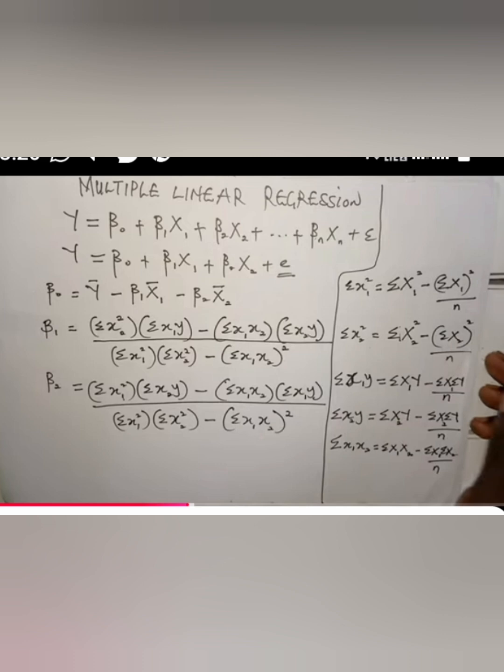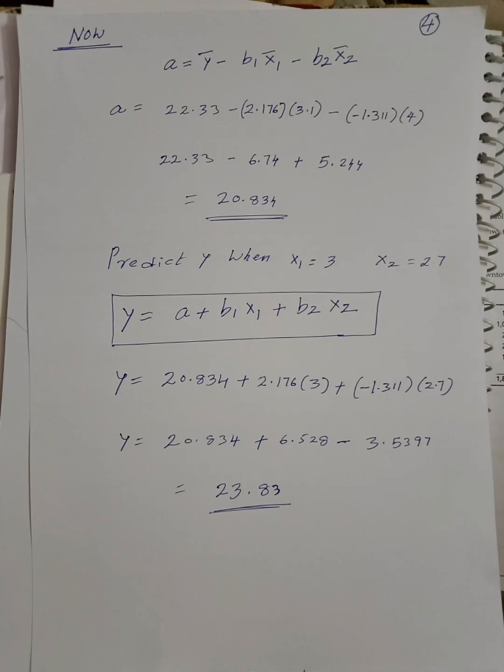See, in multiple regression, what is required is a, b1 and b2. My dear students, after that, we have to estimate. They have given x1 is 3, x2 is equal to 2.7. When you substitute there, you are going to get the value of y. Why? Because we defined y is equal to a plus b1 x1 plus b2 x2, my dear students. Hope if you have any doubts, feel free to ask me, my dear students.